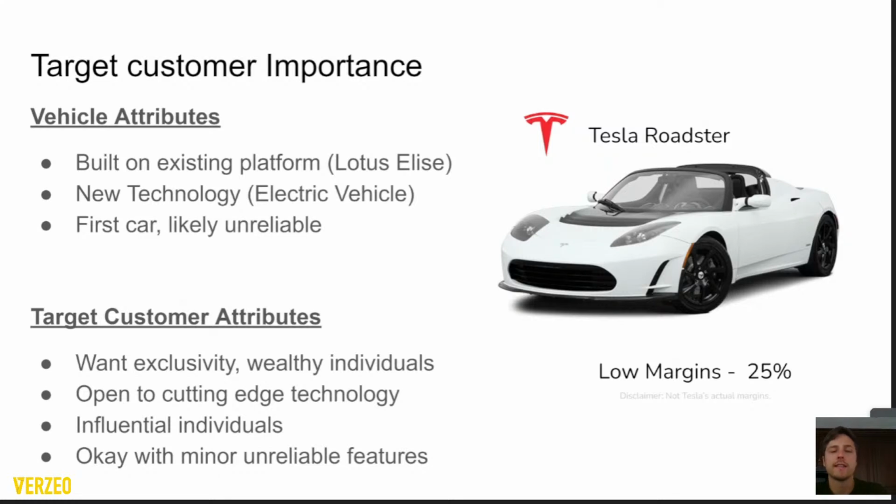And also Tesla was very strategic because they built the Roadster on the Lotus Elise platform. So the chassis and the frame and the suspension components, all of that was already created by Lotus. And then Tesla essentially retrofitted it with electric batteries and an electric powertrain. So while the margin was not the highest on this car, it was probably around 25%. It really set the groundwork and it got Tesla a lot of recognition because it was such a cool car.